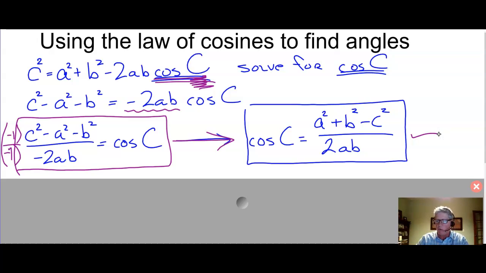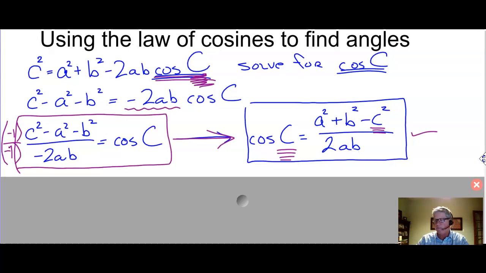Please pay attention. What you really need to know is if you're finding this angle, the only thing that you have to place correctly is, notice, those are the opposites. The a and b are the other two sides, but that opposite side needs to be placed where it is right there. So you can't mix this up. You can't say, oh, I think I'll just do this.